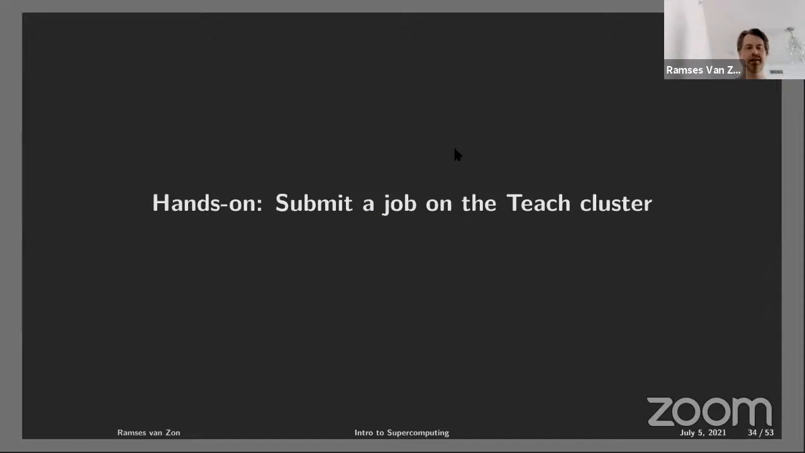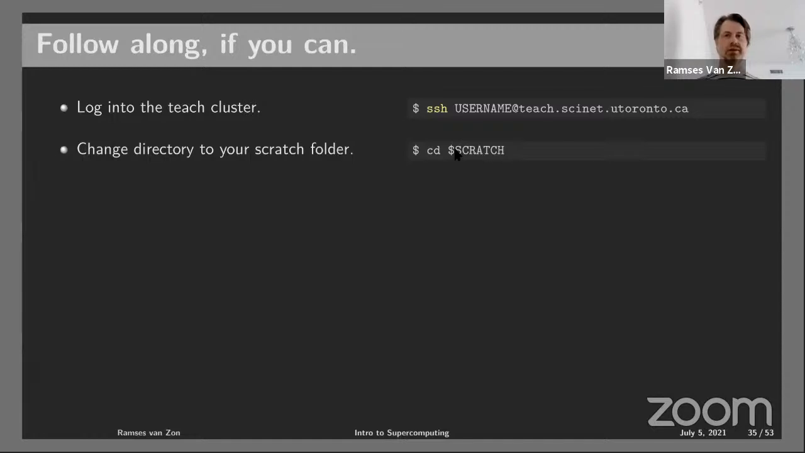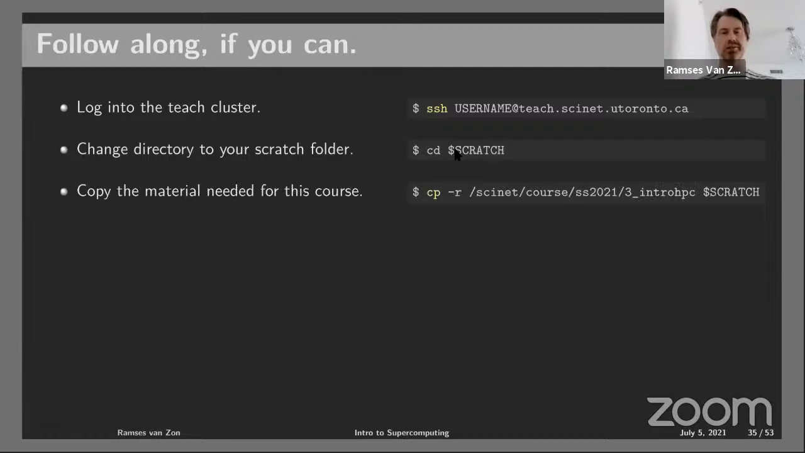So once you've gotten in, the next job is to try to submit a job. We'll go through this, and that's where we'll probably end. So you'll log into the Teach cluster. Then you change to your Scratch folder, and there's a good reason for that. You can only write to Scratch. This is going to be a job, and a job should run from Scratch. You copy the material that you need for the course. So it should be here.